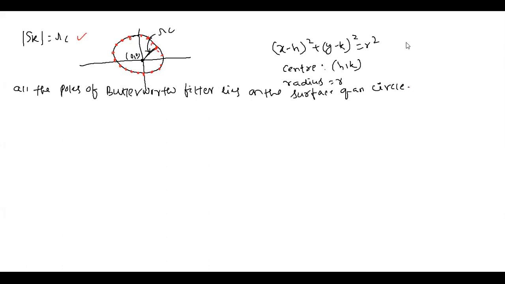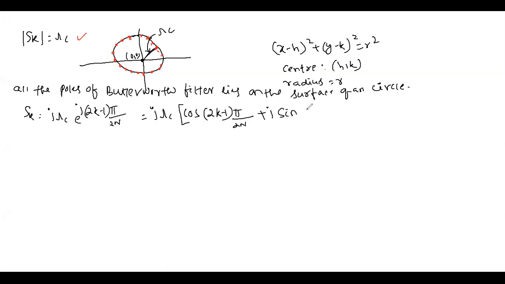Okay. So what you got here, s_k equals j omega_c e to the power j(2k minus 1)pi by 2n. That is j omega_c times cos of (2k minus 1)pi by 2n, plus j sine of (2k minus 1)pi by 2n, where k is 1 to n.